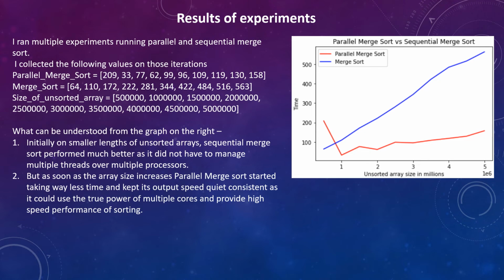These, by the way, are unsorted array sizes in millions. So as you can see, it's going into the millions. When you're going so high, even at that level, parallel merge sort just completely won over regular merge sort, because it was using the power of modern systems with multiple cores.